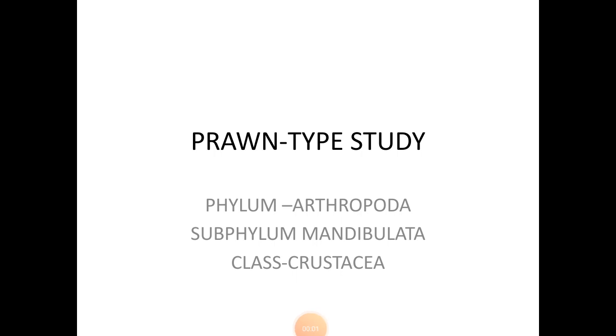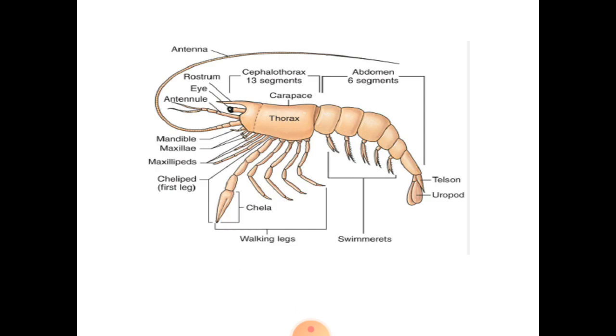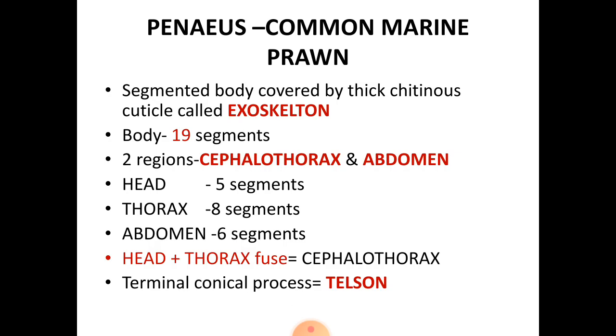Prawn belongs to phylum Arthropoda, subphylum Mandibulata, and class Crustacea. Penaeus is a common marine prawn and it has a segmented body covered by a thick chitinous cuticle called exoskeleton. The body is formed of 19 segments and is divided into two regions called cephalothorax and abdomen.